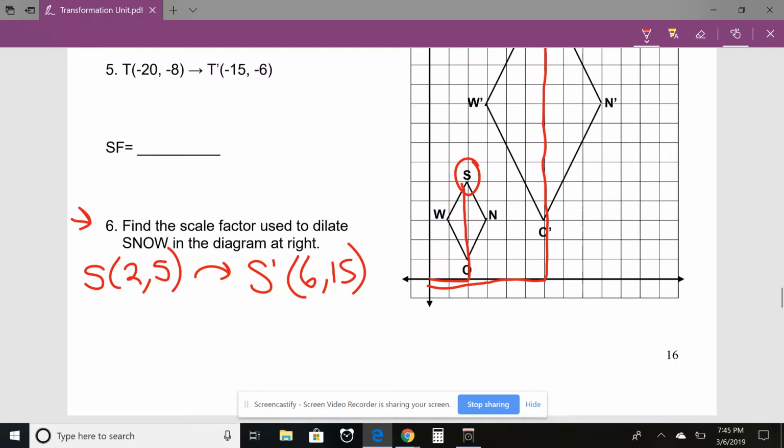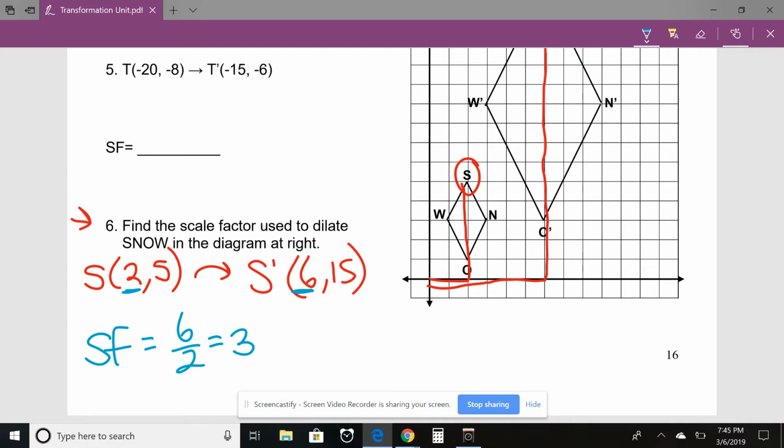To figure out the scale factor, you just take one number of each coordinate, and it has to be the same. If you look at the x's, you take the prime and divide it by the original. So you take 6 and divide it by 2, which is 3. That's going to be my scale factor.